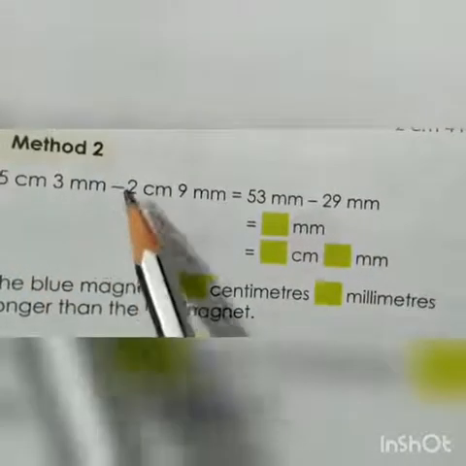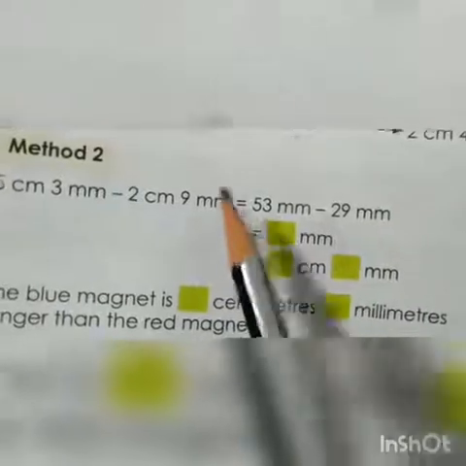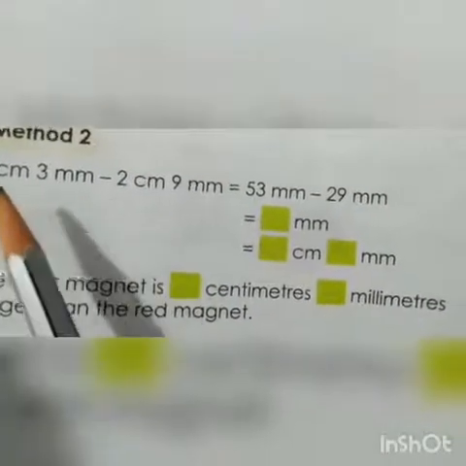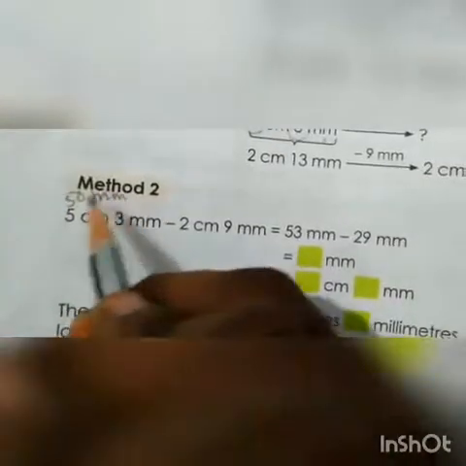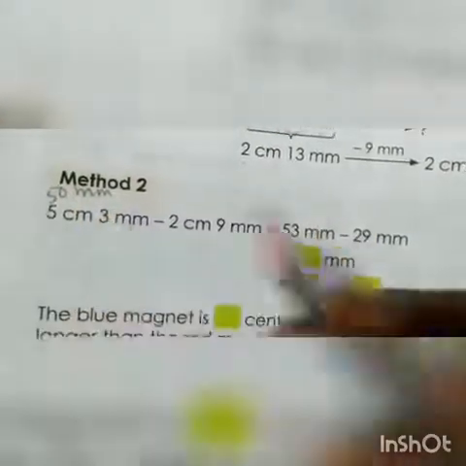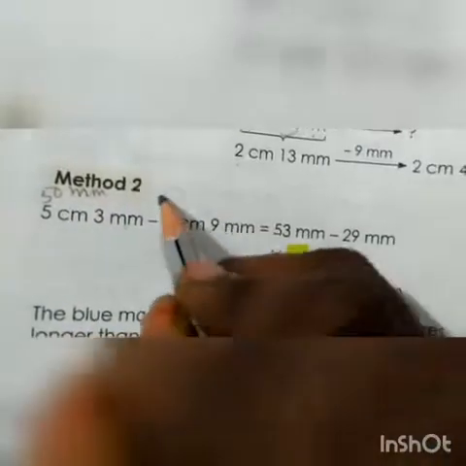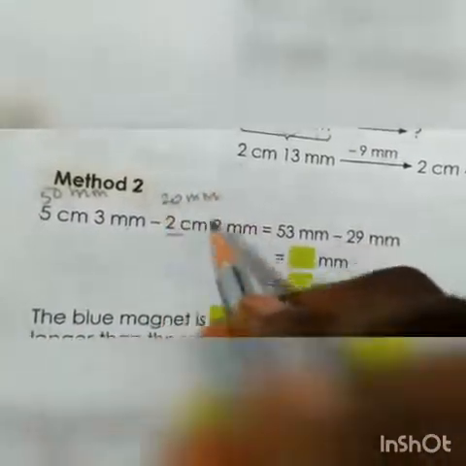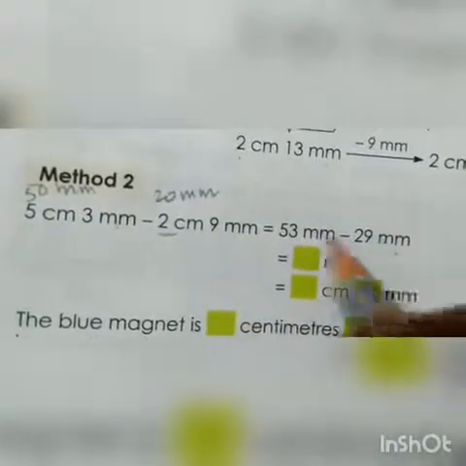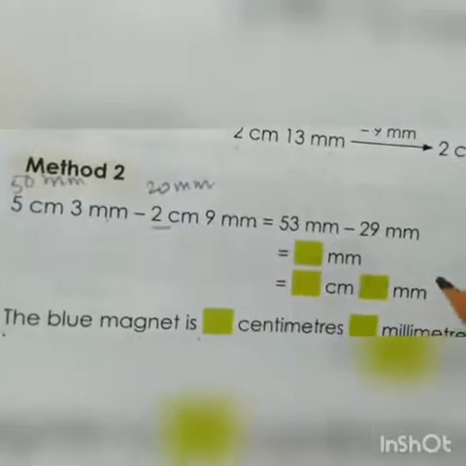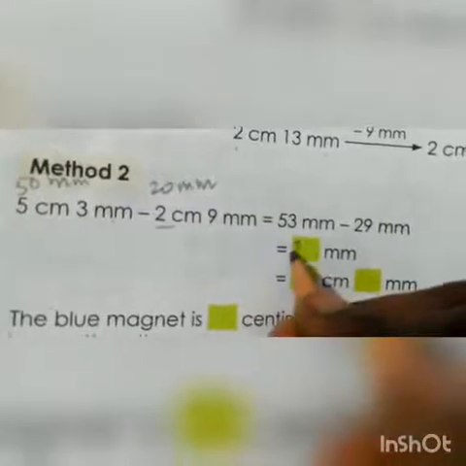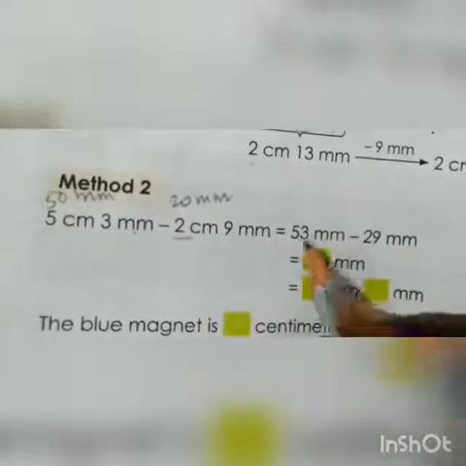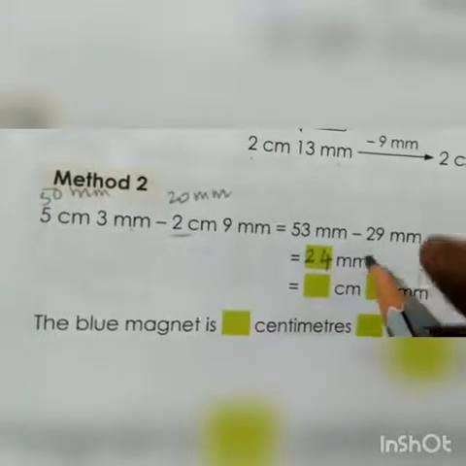5 centimeter 3 millimeter minus 2 centimeter 9 millimeter can also be subtracted after conversion of centimeter to millimeter. You have to convert centimeter to millimeter. 5 centimeter is equal to 50 millimeter. So we have to add these two. 50 plus 3 is 53. Convert 2 centimeter as 20 millimeter. So 20 plus 9 is 29. Now you have to subtract these two. 53 minus 29 is 24 millimeter.